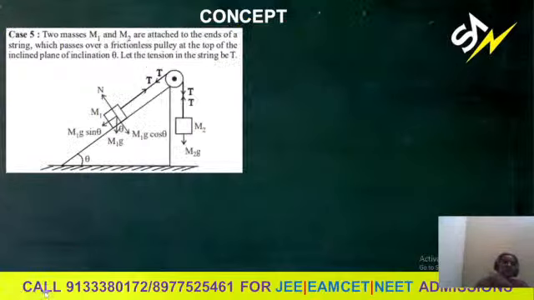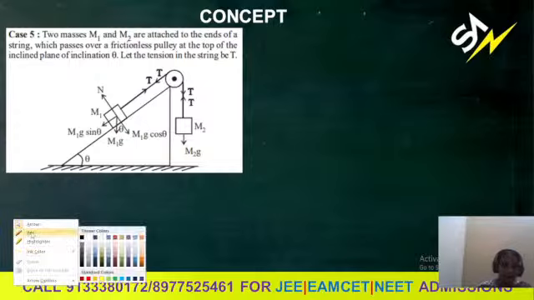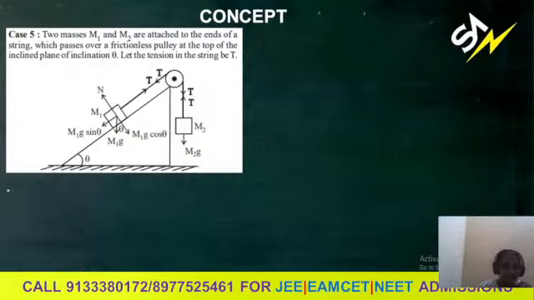Our next situation: two masses, one is placed on an inclined plane, the other one is hanged vertically. Here also, let us draw the free body diagram. In this case, let us take when M1 moves up on the inclined plane. And let us observe the components of forces acting on the object when it is on the inclined surface.